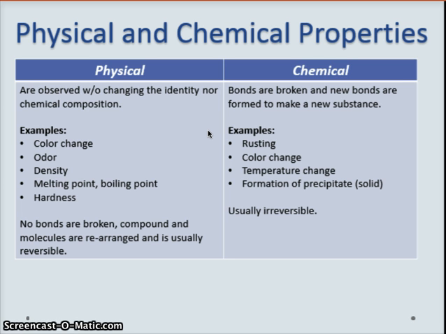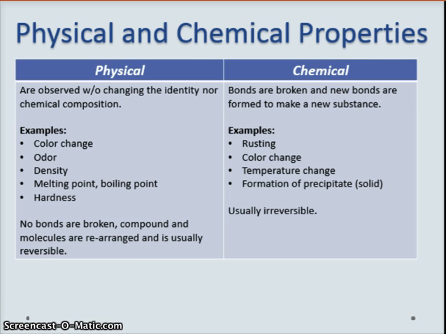But in a chemical change, the bonds are actually broken and new bonds are formed, making new substances, and it's usually irreversible. Evidences include rusting, color change, temperature change. For example, it gets colder, it gets hotter. The formation of precipitate, meaning you're forming a solid inside a liquid. So you have a liquid, but then out of nowhere you form a little solid. That is called a precipitate. That little solid is called a precipitate.